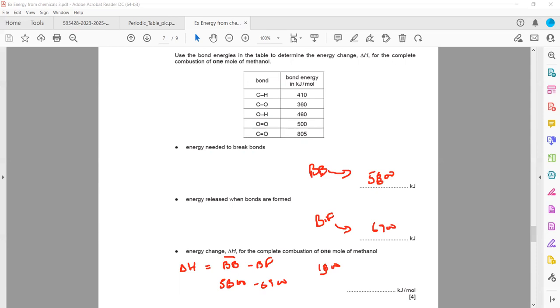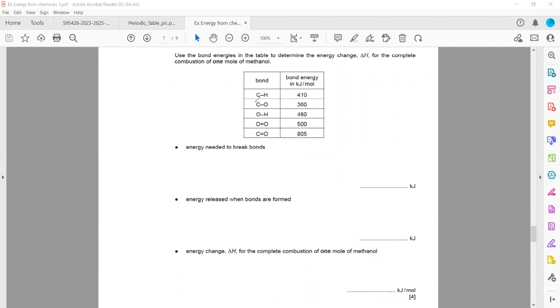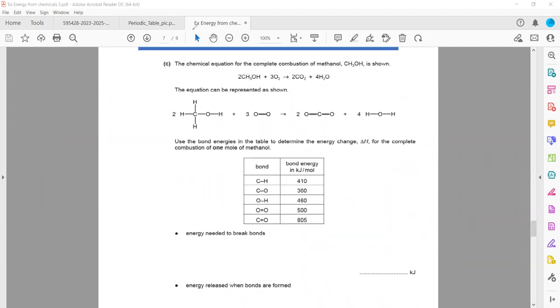And in the question, we need it for 1 mole. The 1,300 is there, but if you check the equation, it is for 2 moles. This compound is called methanol, and how many moles are we burning? 2. So if we burn 2 moles of methanol, the energy change is minus 1,300.